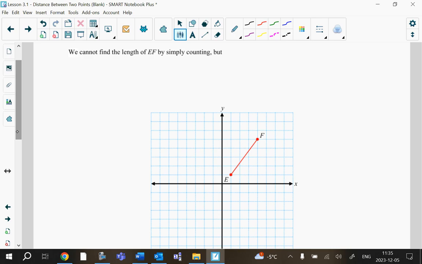Ella? What kind of triangle? Yeah, make a right triangle out of it. Because you'll know the length of the legs, which means you can find the length of the segment, which is going to be the hypotenuse in the right triangle you created. So by counting, we know that's 3, that's 4. And therefore, by Pythagoras, we can find EF.